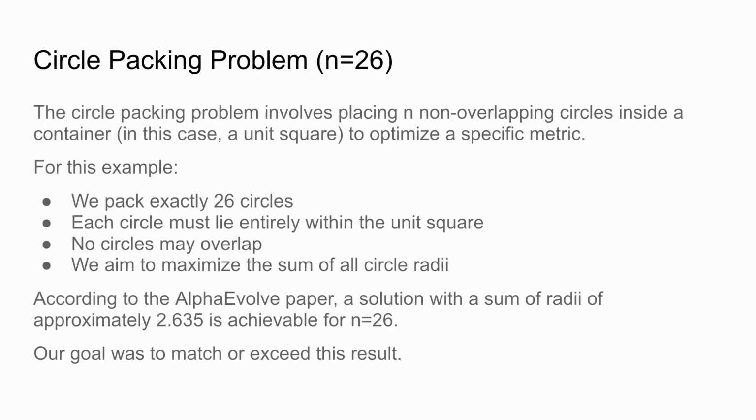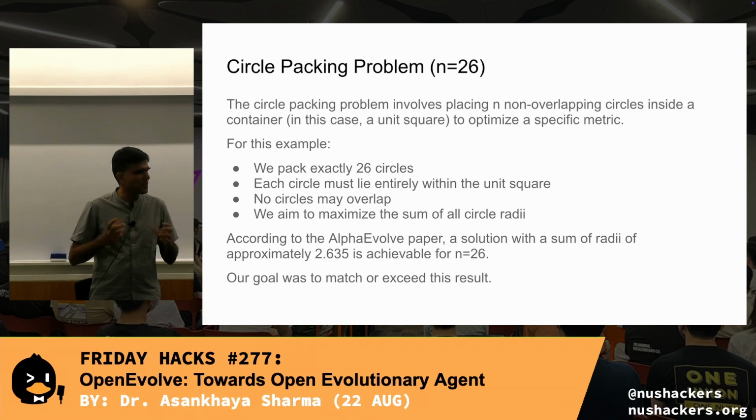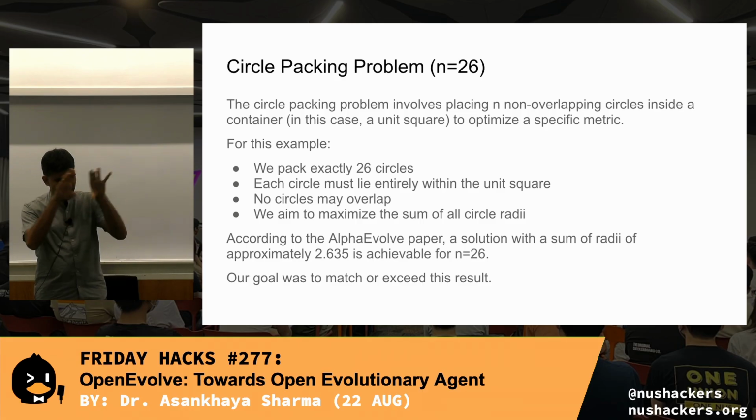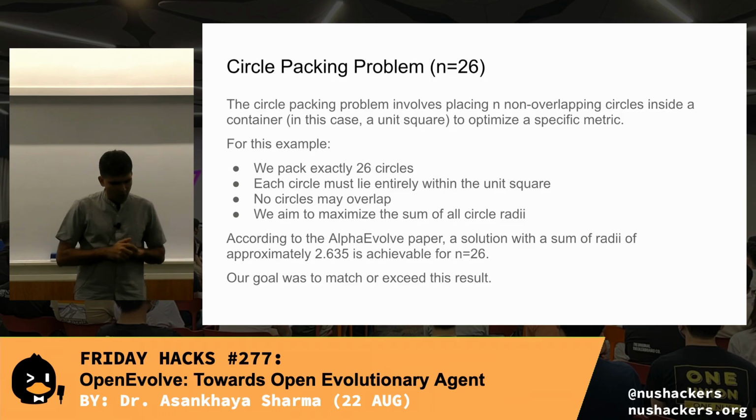This problem is an artificial one: there's a unit square, and the problem can be defined for a value of n. One case is n equals 26. What it means is that you have a unit square, and you want to place 26 circles inside it in such a way that they don't overlap, but the combined sum of radii is highest. So you want to pack n non-overlapping circles inside a unit square to optimize a particular metric, in this case the sum of all the circles' radii.